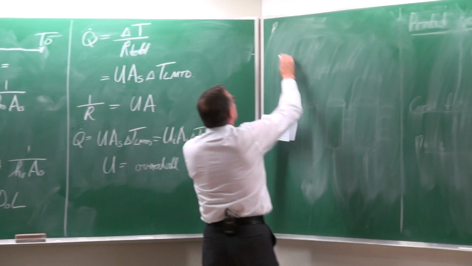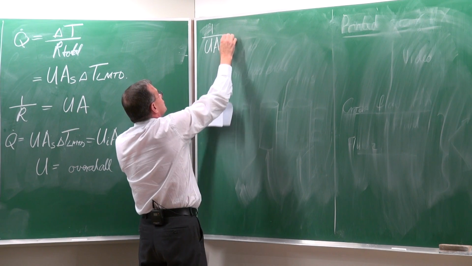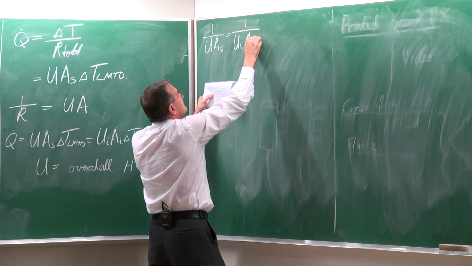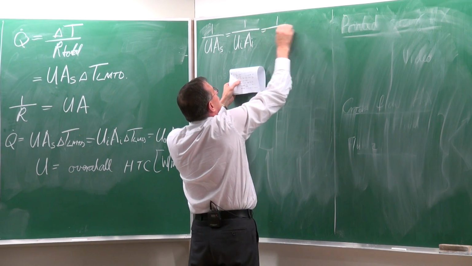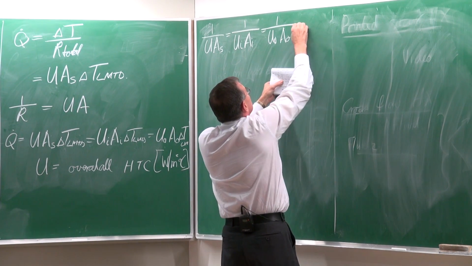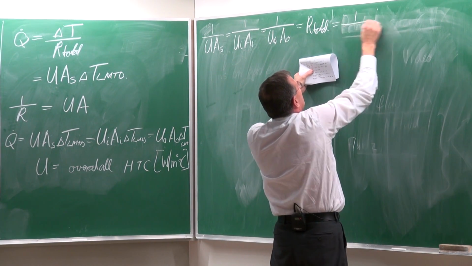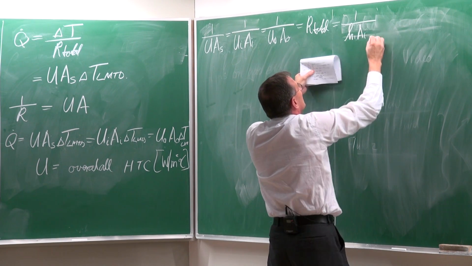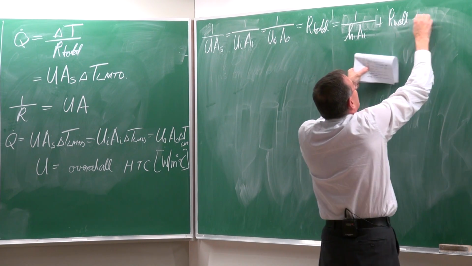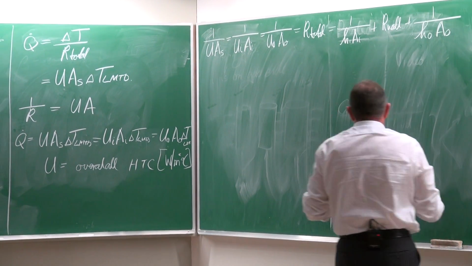Thus, in general, we can write 1 divided by the overall heat transfer coefficient multiplied by the surface area is equal to 1 divided by the overall heat transfer coefficient inside, area inside, is equal to 1 divided by the overall heat transfer coefficient outside, area outside, is equal to R total, is equal to 1 divided by the heat transfer coefficient, the inside area on the inside, plus the resistance of the wall, plus 1 divided by the heat transfer coefficient on the outside and the area on the outside.